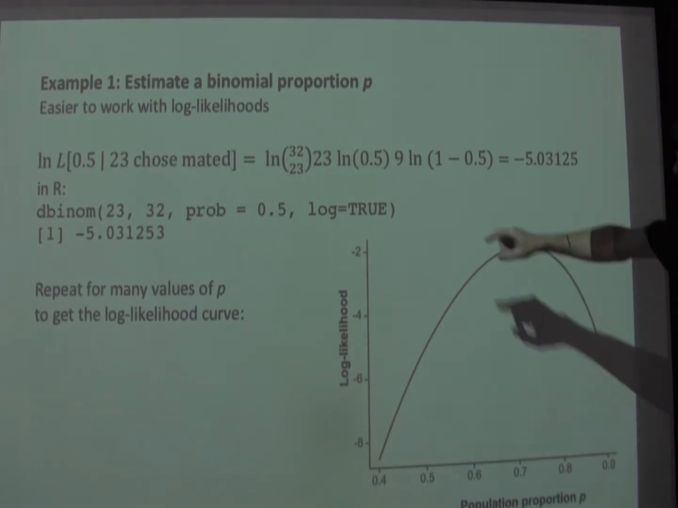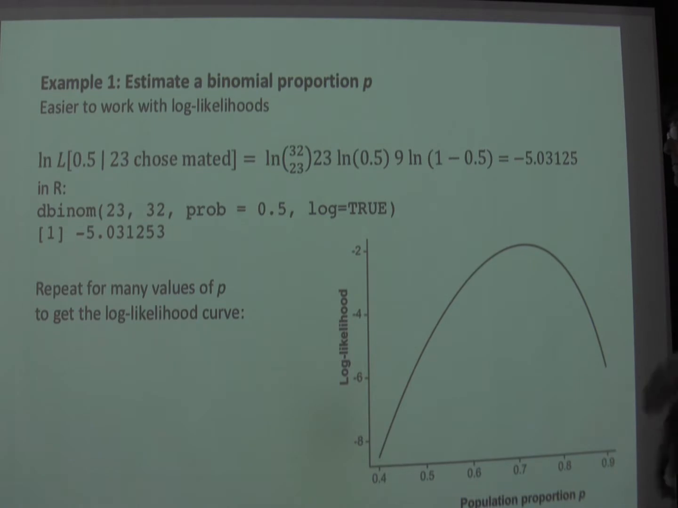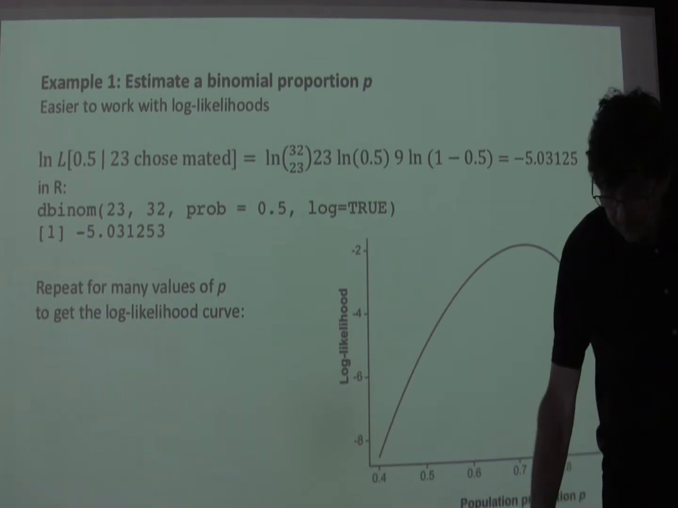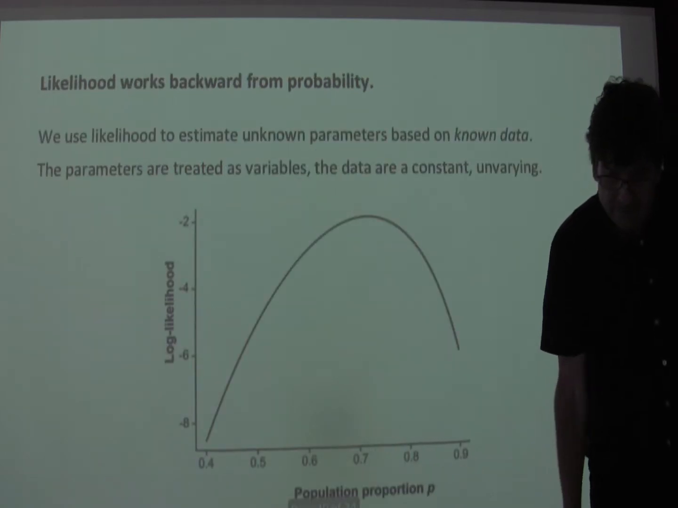So it's okay, and this is how you would instruct R to give you the log likelihood rather than the likelihood. So we repeat this for many values of p. And then we connect the dots, and we get a curve that looks like this. So this is the log likelihood curve for these data.